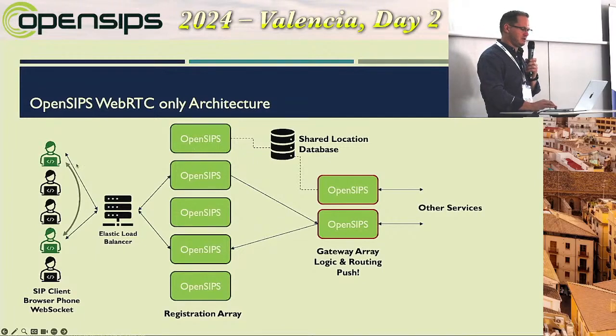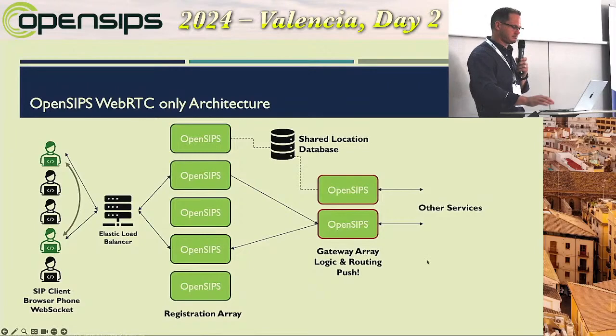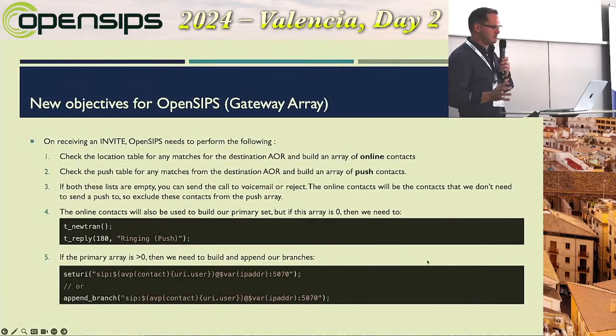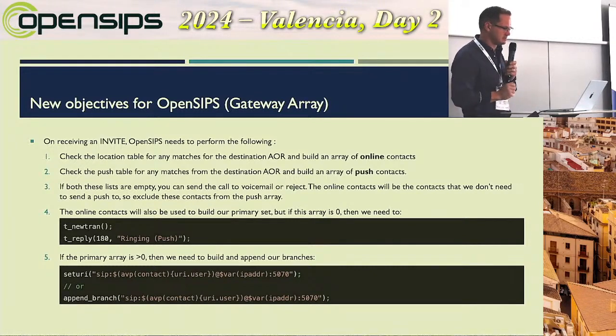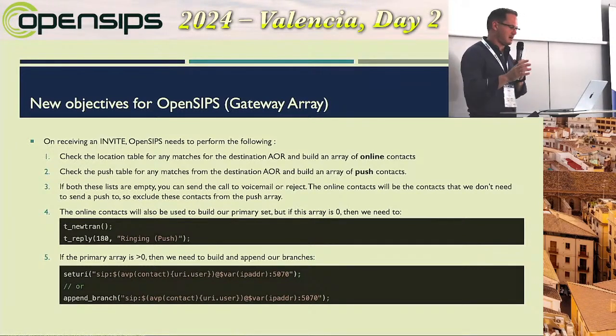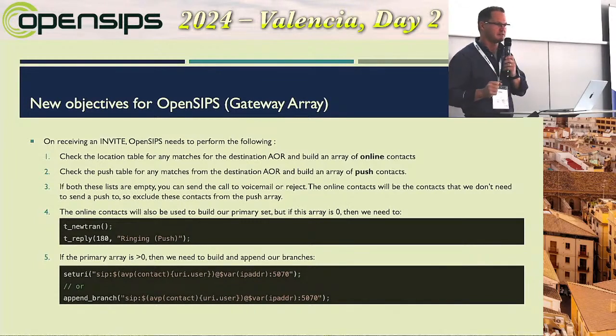And then, of course, media will flow from user A to user B. All right. So now we have everything set up. We have our push notification registered. We have our logic in place. But now we need to look at the way the gateway array is configured.